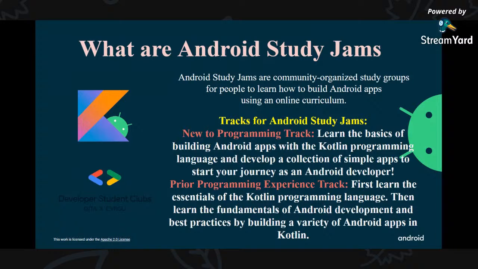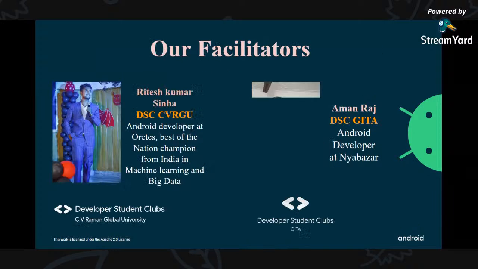Track 1, new to programming track. In this track, you will learn the basics of building Android apps with the Kotlin programming language and develop a collection of simple apps to start your journey as an Android developer. Coming to track 2, that is the prior programming experience track. In this track, you will first learn the essentials of the Kotlin programming language, then learn the fundamentals of Android development and best practices by building a variety of Android apps in Kotlin.